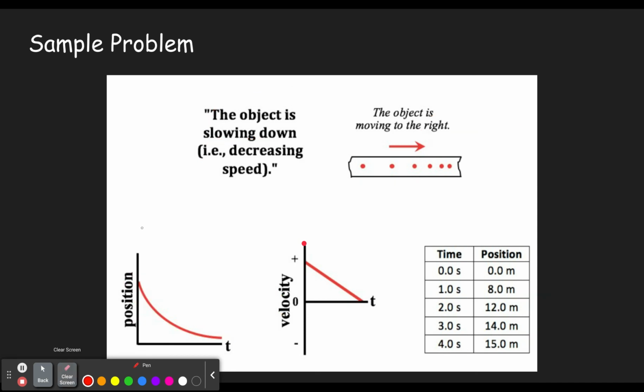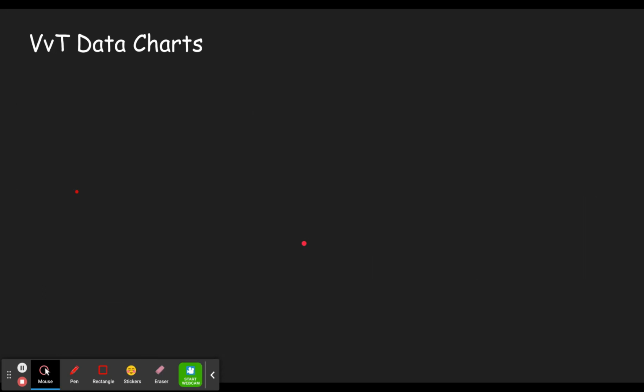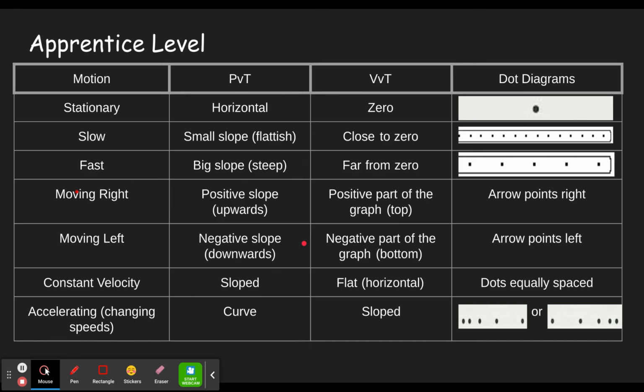Here, let me put you back to the chart real quick. Oh, I'm not on mouse, that's why. So let's go back to the chart, and there you go. That has most of the information except for the data charts, which you'd look through there.